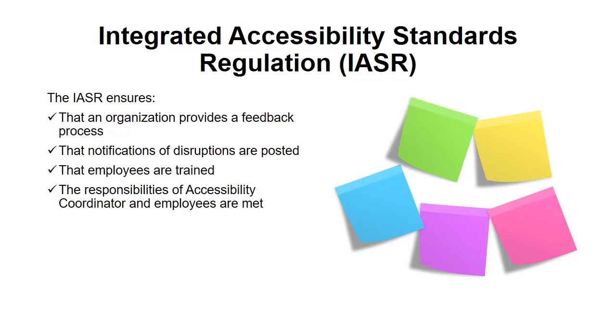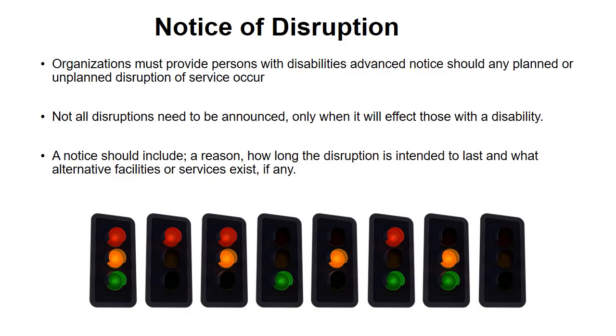Integrated Accessibility Standards Regulation. The IASR ensures that an organization provides a feedback process, that notifications of disruptions are posted, that employees are trained, and the responsibilities of accessibility coordinator and employee are met. Notice of disruption. Organizations must provide persons with disabilities advance notice should any planned or unplanned disruption of service occur. Not all disruptions need to be announced, only when it will affect those with a disability.